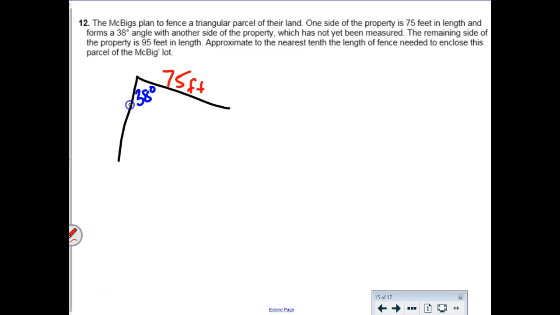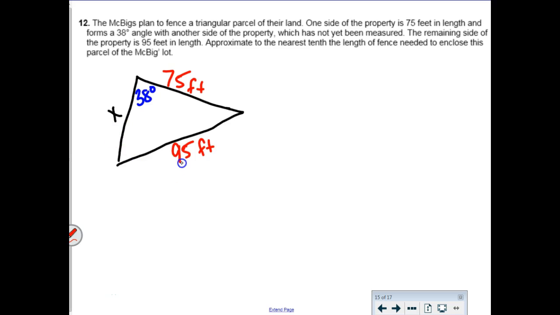Oh, they haven't measured this side yet, so that's unknown to us. We can go ahead and call it a variable. What variable would you like to use? I heard X first, I'm going with it. The remaining side of the property is 95 feet. Cool. It didn't make a triangle. There we go. So it says, approximate to the nearest tenth the length of fence needed to enclose the parcel. So essentially they want perimeter, which means we need to find this missing side.